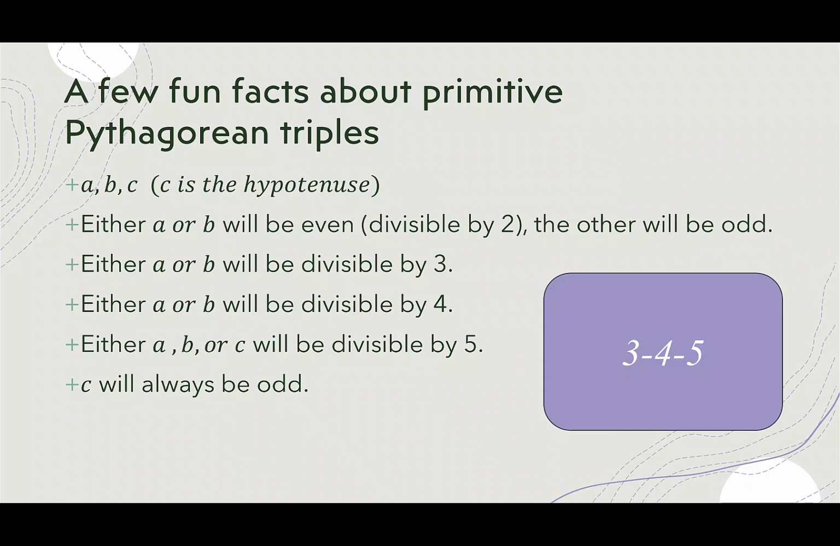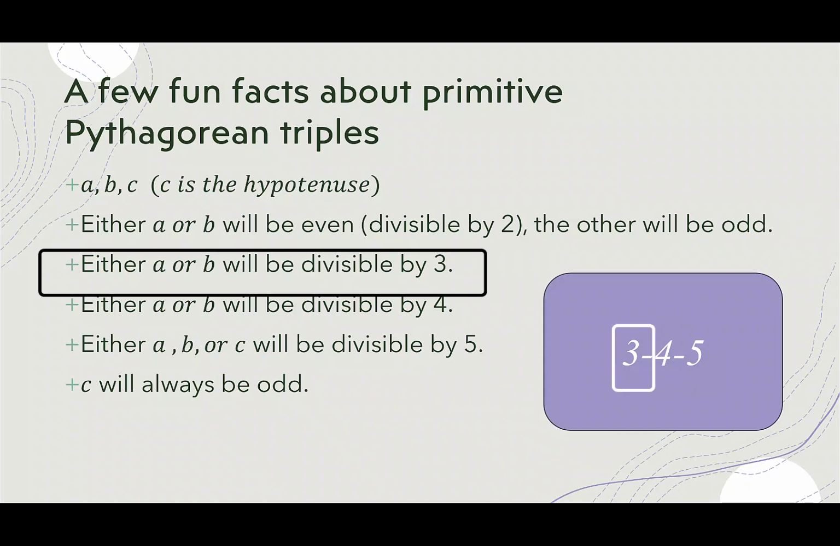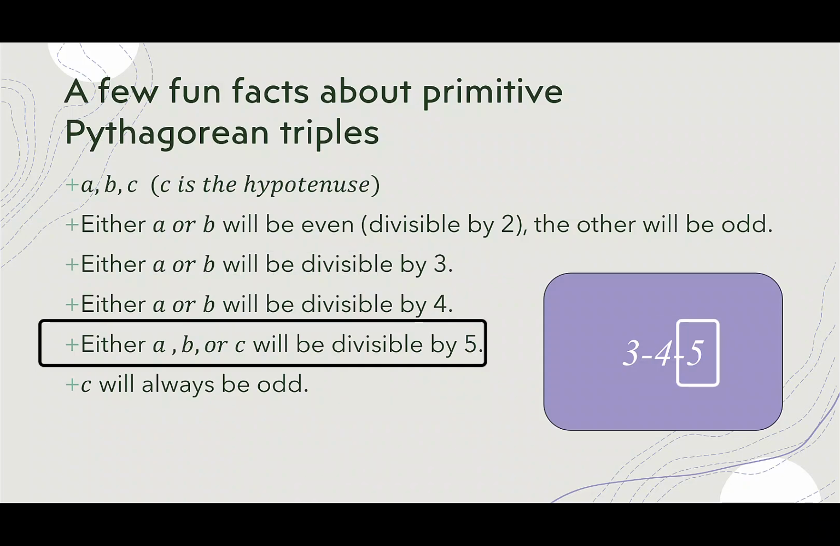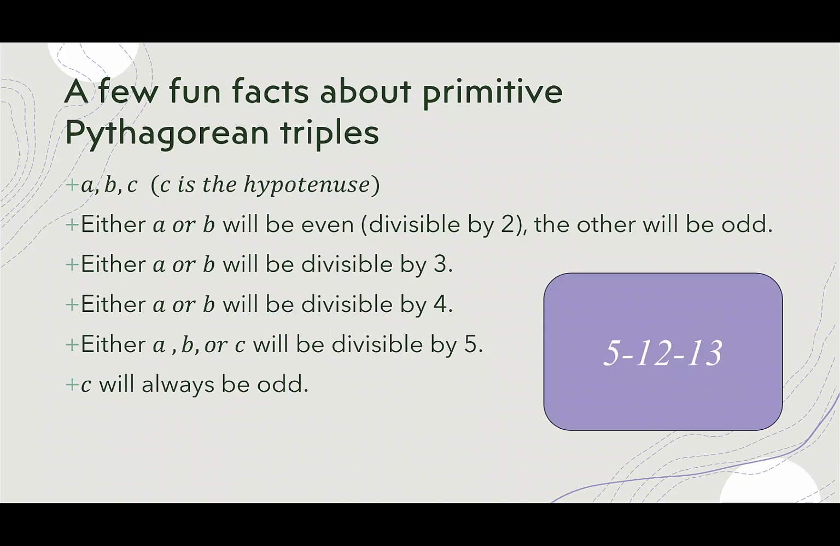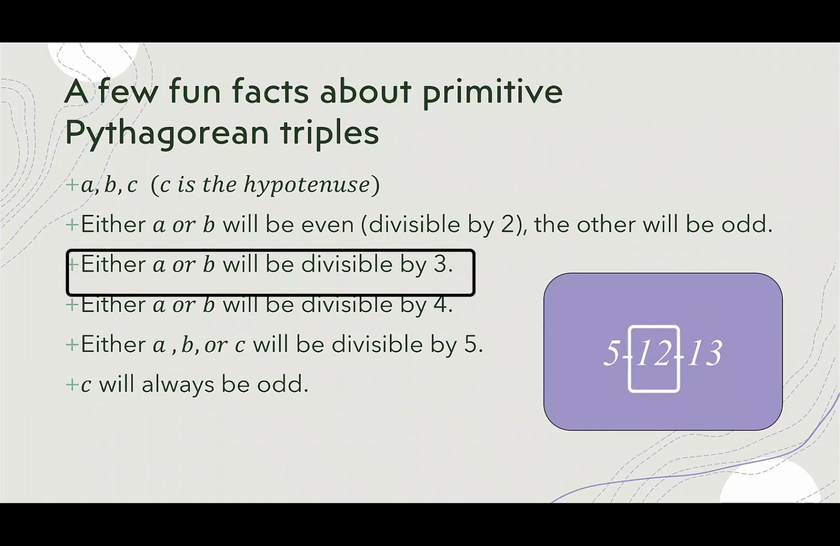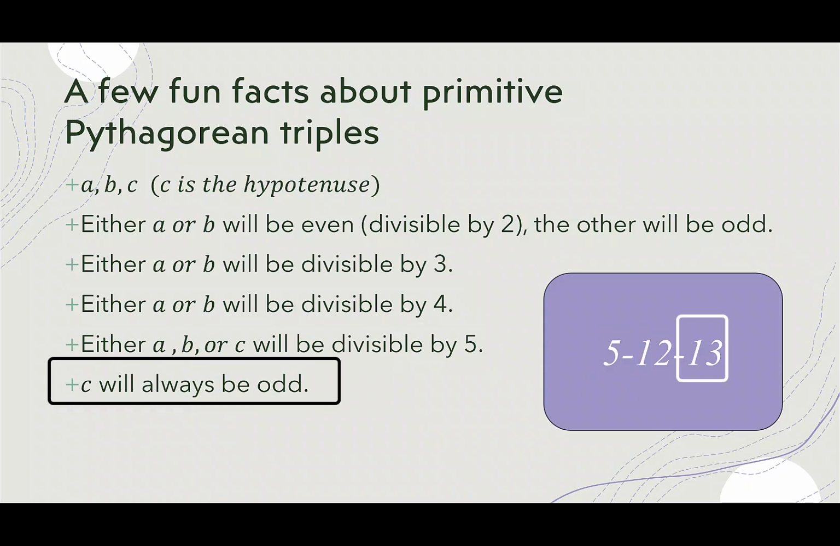When I look at 3, 4, and 5, 4 is even, 3 is odd. 3 is divisible by 3, 4 is divisible by 4, and 5 is divisible by 5. 5 is also odd, so this was an easy one to check. Let's try 5, 12, 13. Looking at 5 and 12, 12 is even, 5 is odd. 12 is divisible by 3. 12 is also divisible by 4. 5 is divisible by 5, and our hypotenuse of 13 is odd.